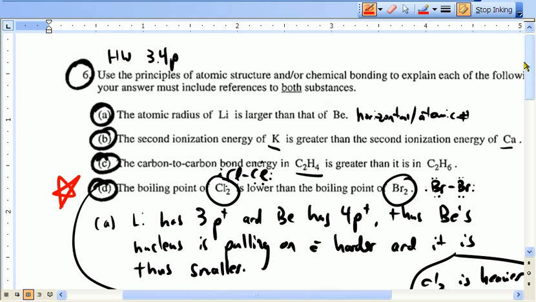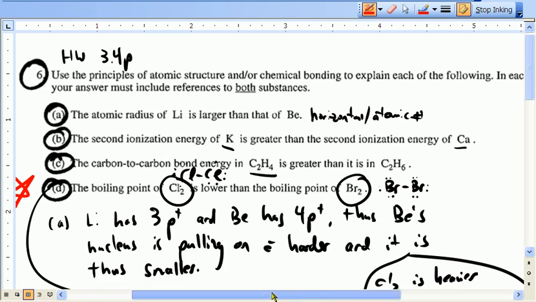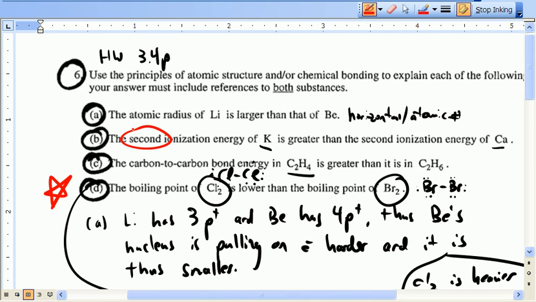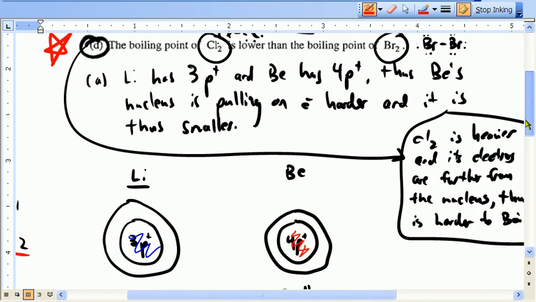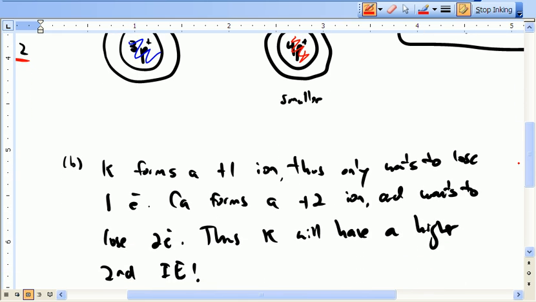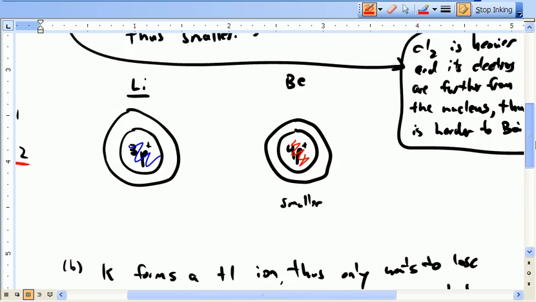In B, the second ionization energy of K is greater than the second ionization energy of Ca. So whenever we talk about second, not first, we're looking at jumps. So K forms a +1 ion, so the big jump is going to be between 1 and 2, and Ca forms a +2 ion, so the big jump is going to be between 2 and 3. If the big jump is between 2 and 3, then the first and second are going to be fairly low. If the big jump is between 1 and 2, then the second will be large for K.